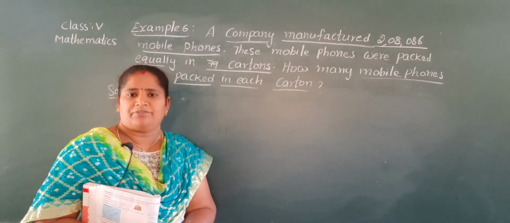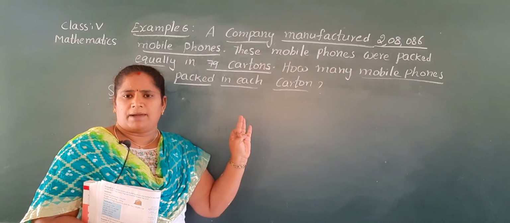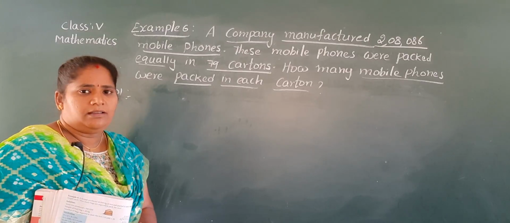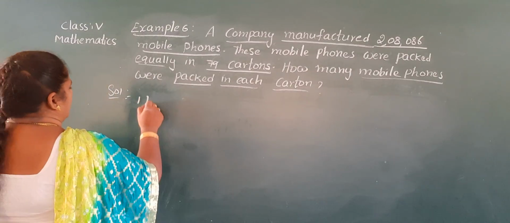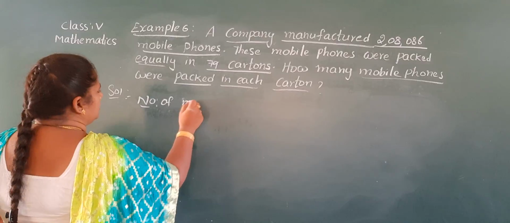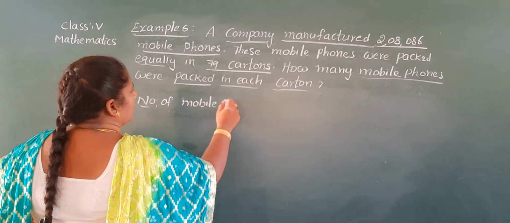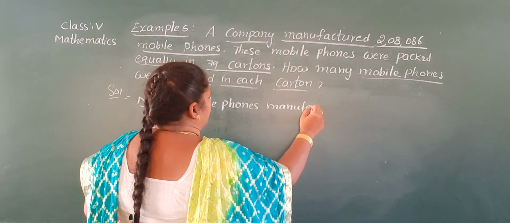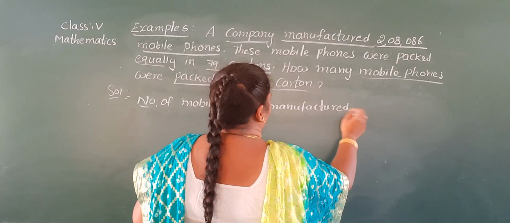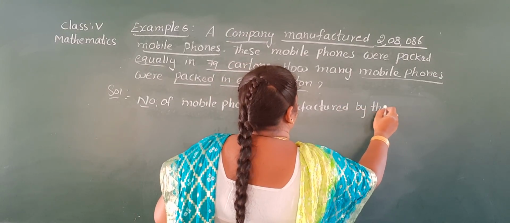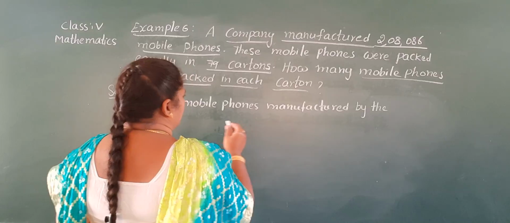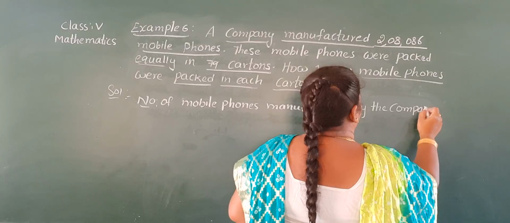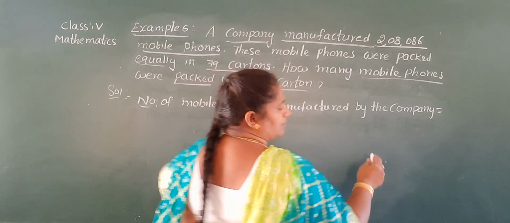How do you get this answer? Which operation do we use? Plus, minus, multiplication, division. Come on, tell me, children. Yes, division. Very good. Now write the steps. Number of mobile phones manufactured by the company. Yes, here there is a gap. If you don't have space, you write in 2 lines.